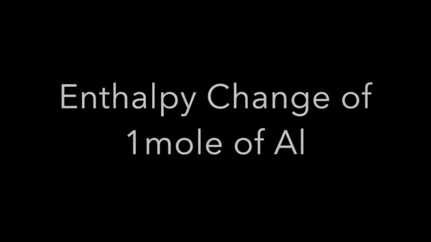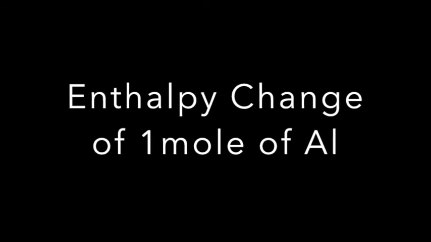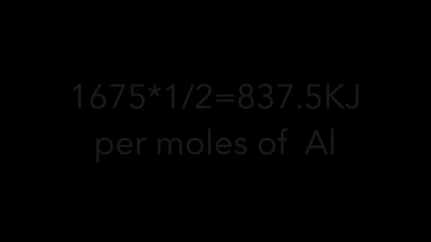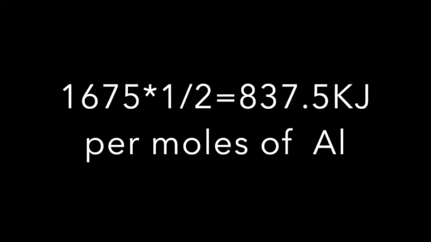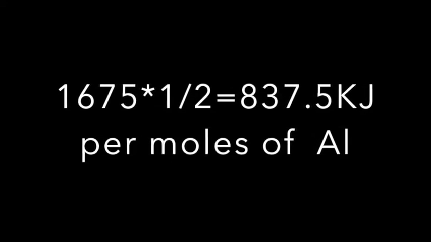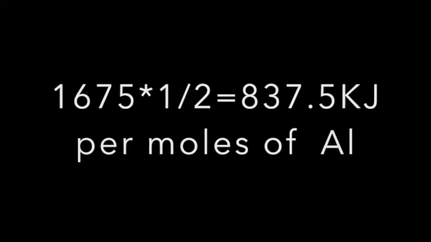So let's do a calculation to get the enthalpy change of 1 mole of aluminum, which is 1675 times 1 over 2. That will equal 837.5 kilojoules per mole of aluminum.